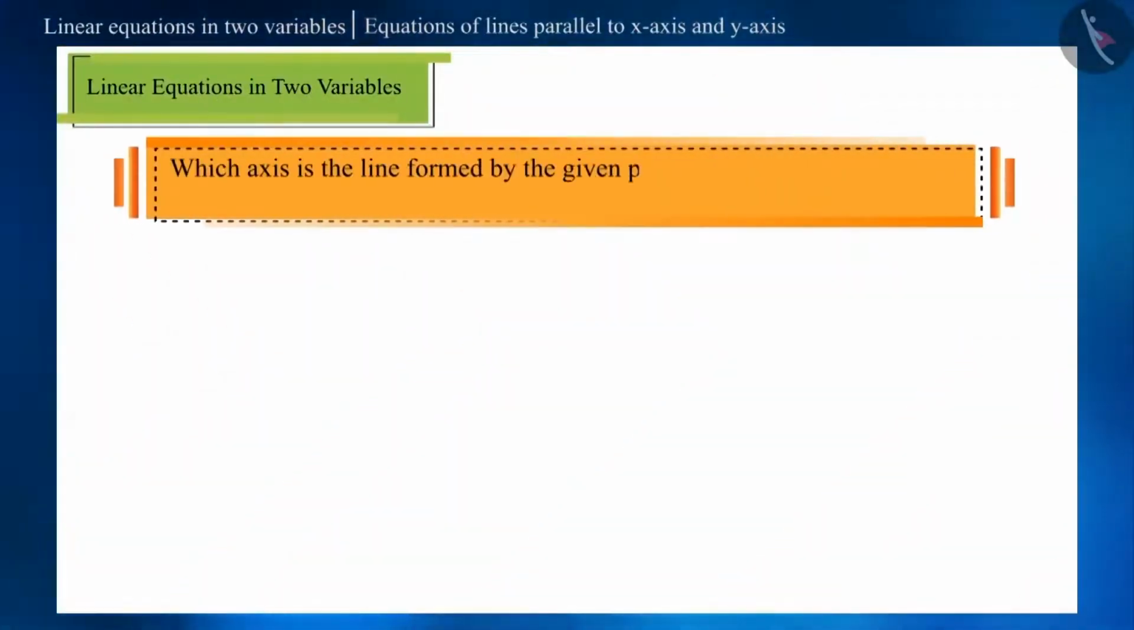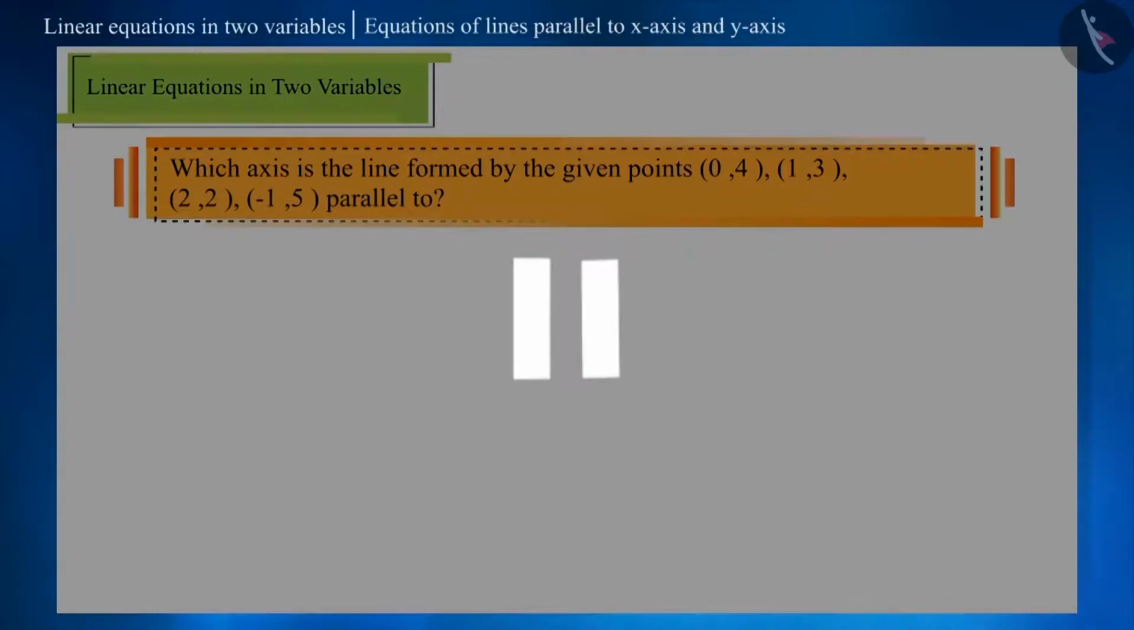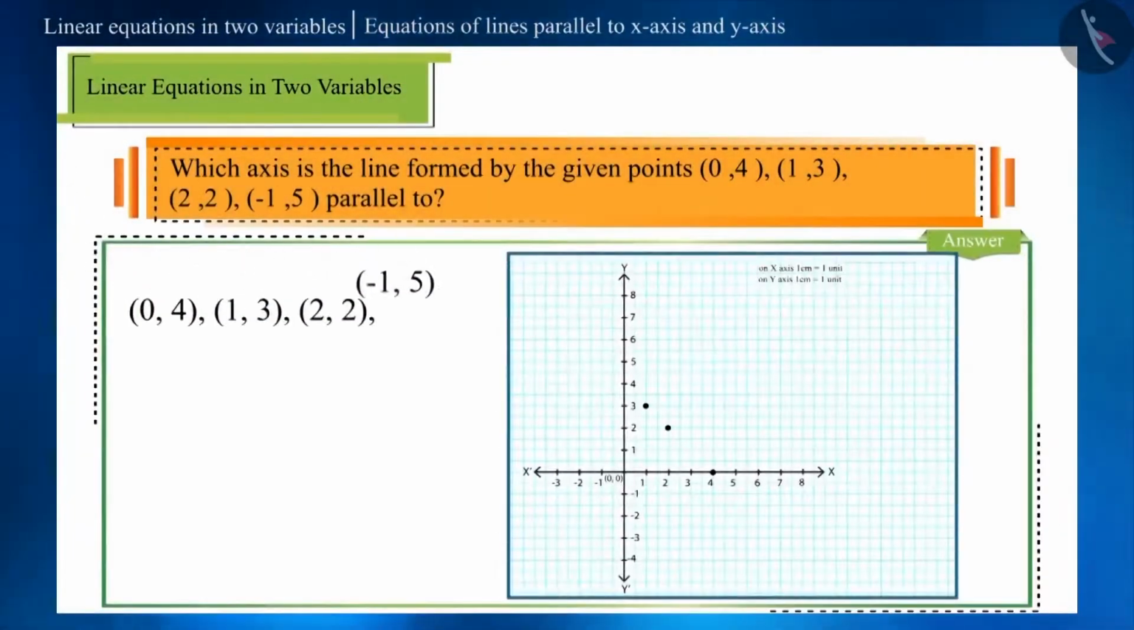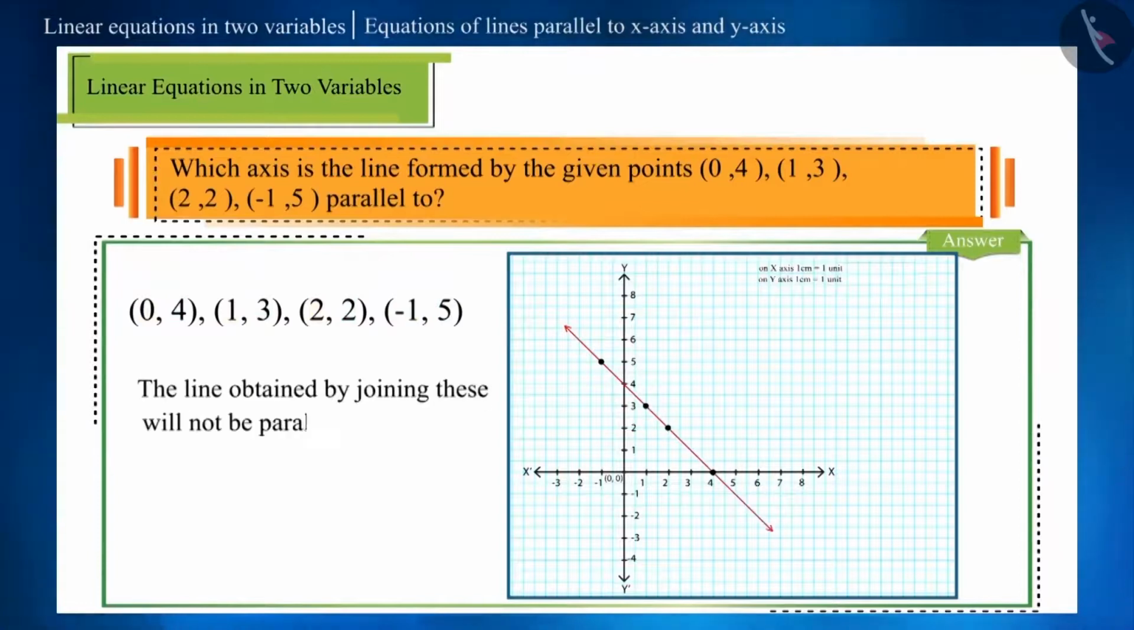The line formed by the given points is parallel to which axis? To find the answer to this question, you may pause the video. Just by looking at these points, we can say that here, both the x-coordinates and the y-coordinates are changing. The line obtained by joining these points will not be parallel to any axis.